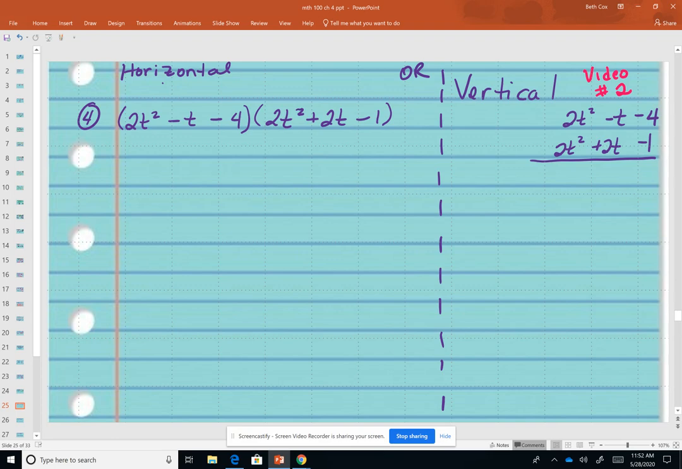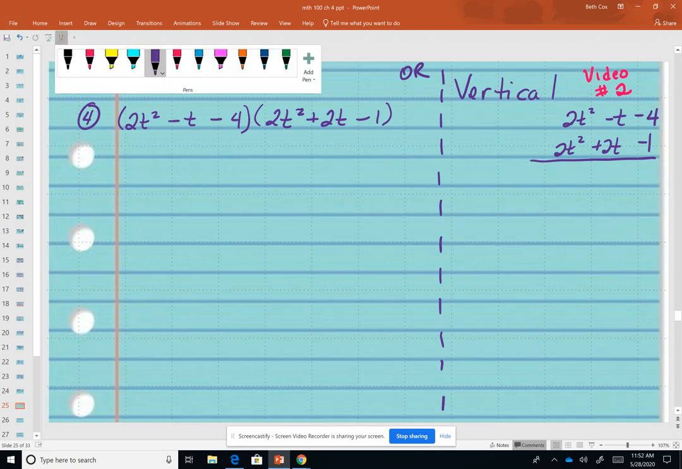I've got the exact same problem worked horizontally and then worked vertically, so you don't have to work them twice. You pick the method you like and do it. So here we go. I'm going to do the horizontal first, and then I'm going to do the vertical.